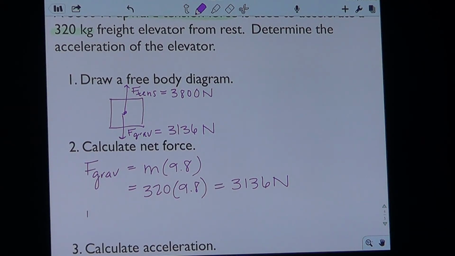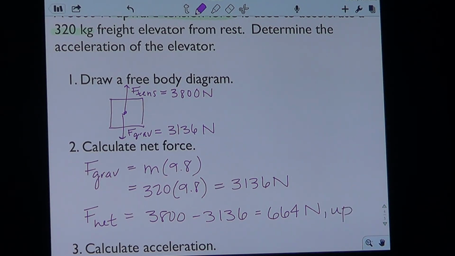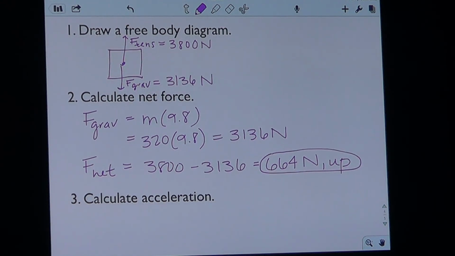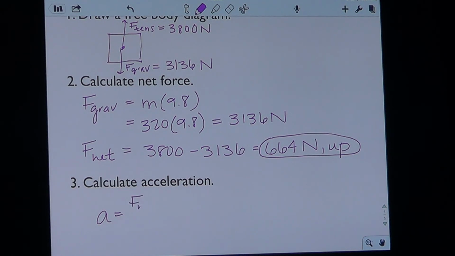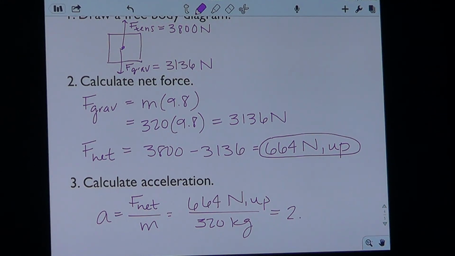Then I can calculate net force, which will be 3,800 minus 3,136, which is 664 newtons up. Then acceleration is net force divided by mass, so 664 newtons up divided by 320 kilograms. I had 0.75, so about 0.7 meters per second squared up.